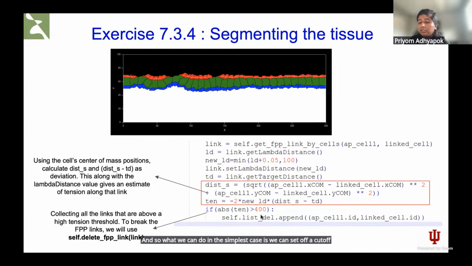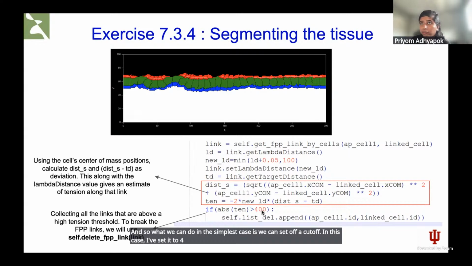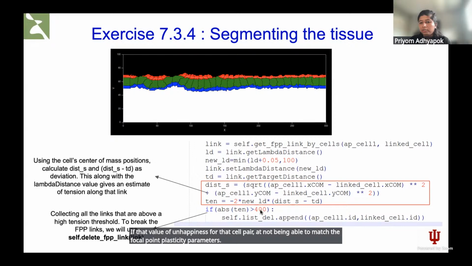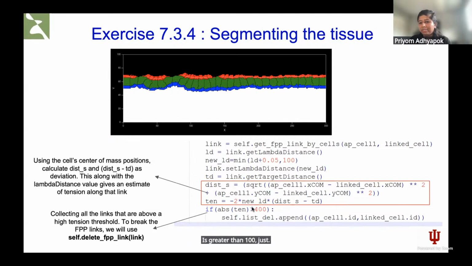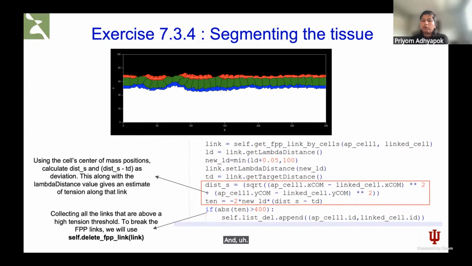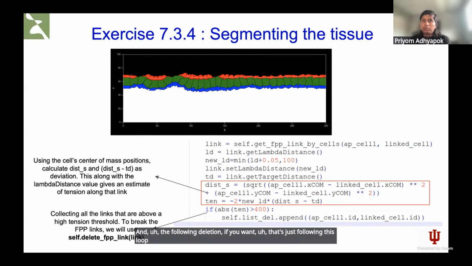In this case, I've set it to 400, and you could play around with it in the simulation to see. What I've said is if that value of unhappiness for that cell pair at not being able to match the focal point plasticity parameters is greater than the cutoff, just add it to a list, and any cell pair that's in this list, we're just going to delete that particular link between the pair. And the following deletion, that's just following this loop. So in the code, it's under lines 104 to 109.